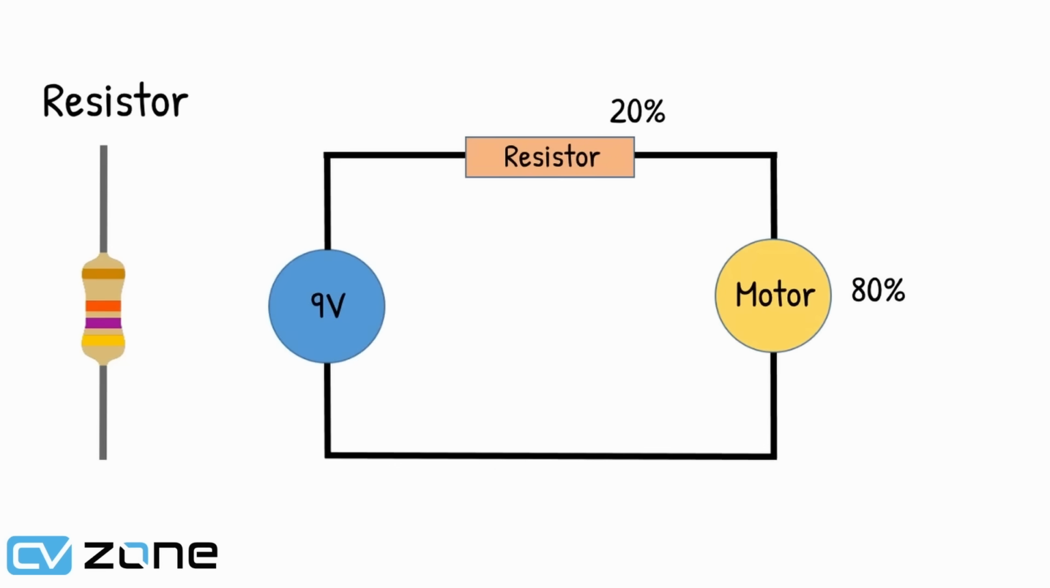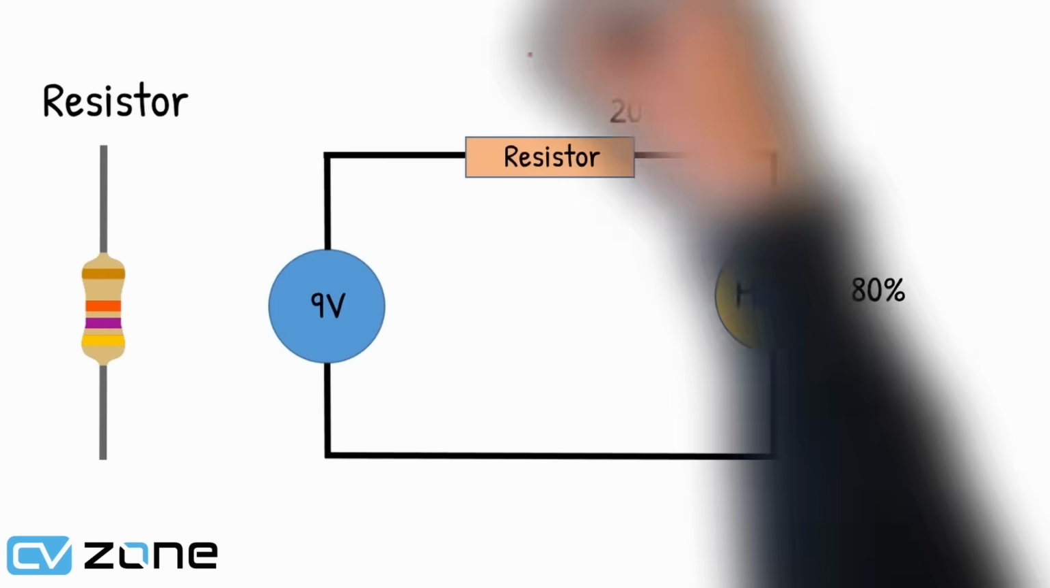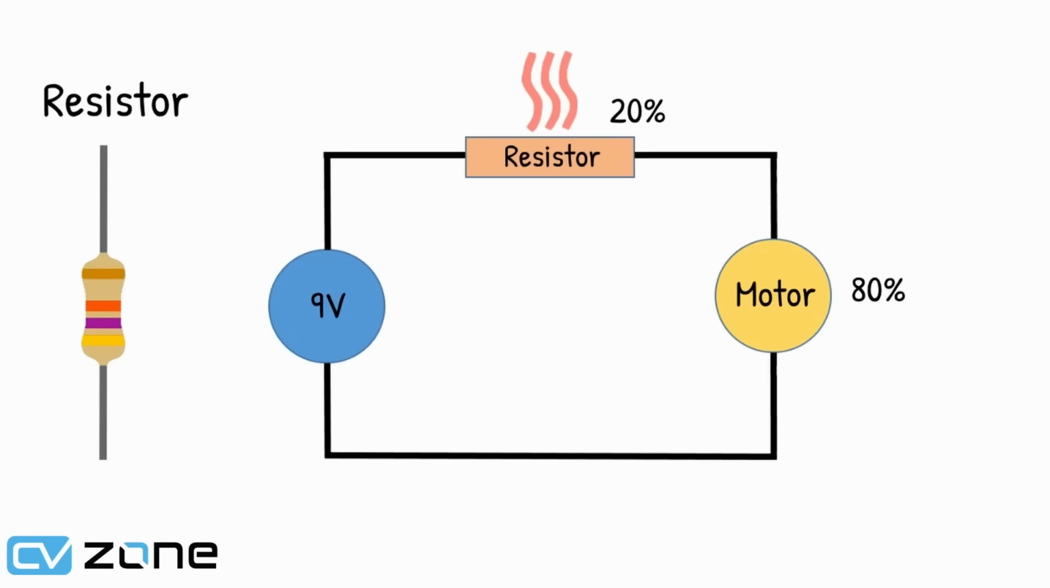So the question is, where does this 20% of the energy go? Well, the bad news is that it dissipates as heat. Therefore, this is not a good way of controlling the speed since we are wasting energy. This was the practice up till the 1960s, but then somebody came up with a better solution. So let's have a look at that.